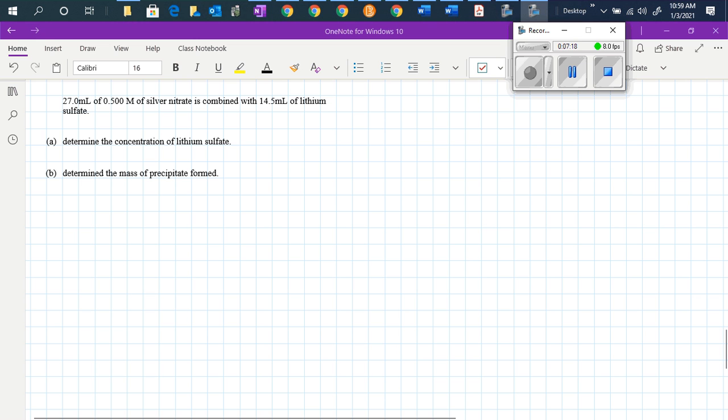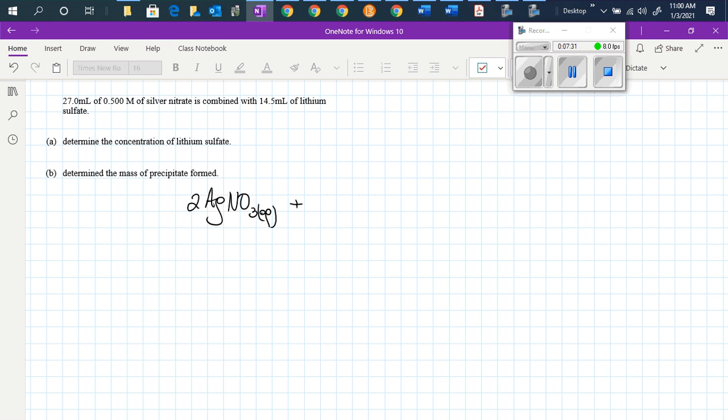Okay, so like everything, we will start with a balanced chemical reaction. So it will be 2 AgNO3 in aqueous state plus lithium sulfate in aqueous state is producing lithium nitrate plus silver sulfate.